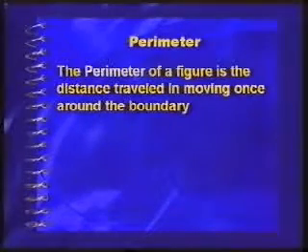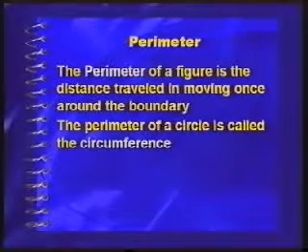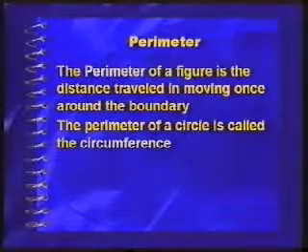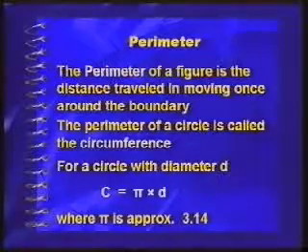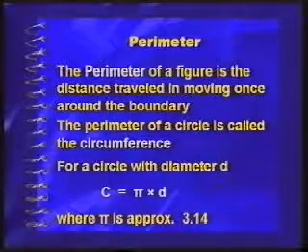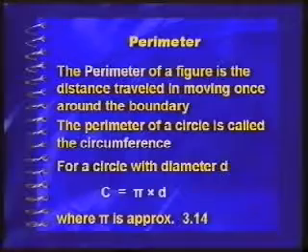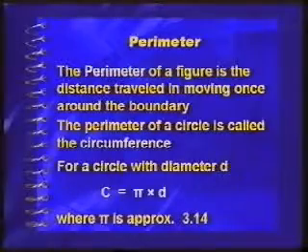Now, perimeter is simply the outside edge of a particular figure. Officially then, it's the distance traveled in moving once around the boundary. Now, for a circle, that perimeter is called the circumference. And it's got a special formula which you have seen before. It's pi, which is about 3.14, times the diameter.